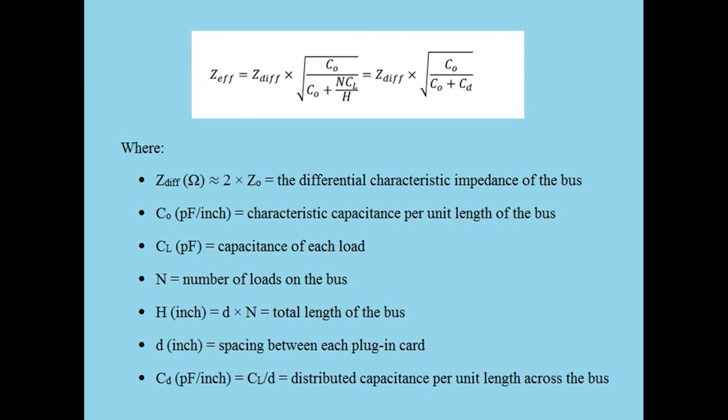C0, pF/inch, equals characteristic capacitance per unit length of the bus. CL, pF, equals capacitance of each load. N equals number of loads on the bus. H, inch, equals D times N, equals total length of the bus. D, inch, equals spacing between each plug-in card. CD, pF/inch, equals CL/D, equals distributed capacitance per unit length across the bus.